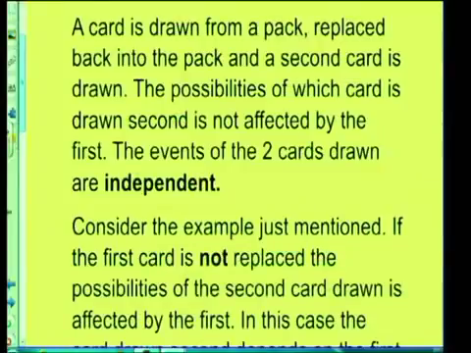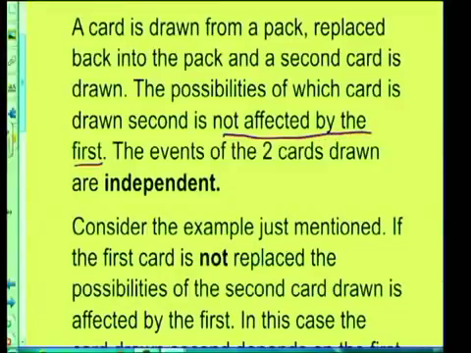Think about a game show where you have, say, 4 red balls and 3 green ones. And you put your hand in and you pull out a red one, but now you put it back, so there's still the same amount of red balls as there was the first time, unless you don't put it back. So in this case, the card is drawn and then put back in the pack, and a second card is drawn. The possibilities of which card is drawn second are not affected by the first, and I think that is clear enough.